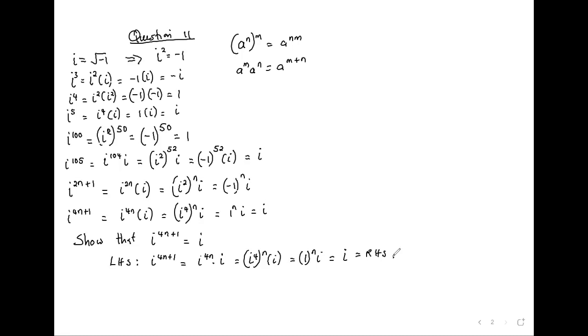Where it becomes wrong is where you're taking the two sides at the same time. i to the power 4n times i is equal to i. This implies that 1 to the power n times i is equal to i, which implies that i is equal to i. Then you say shown. This is not right. You pick one side, work it out until it gives you the other side.